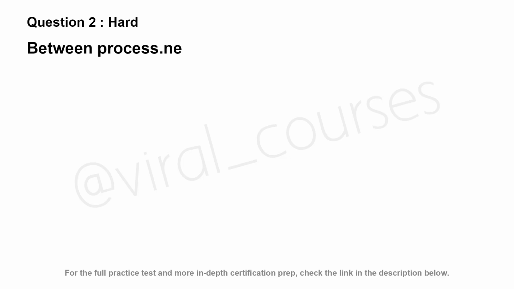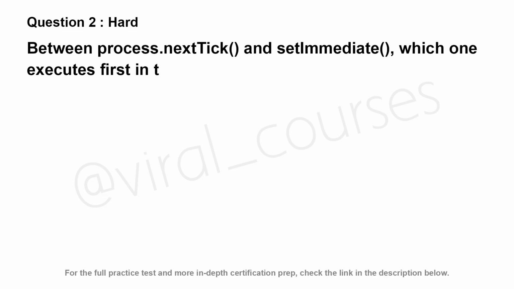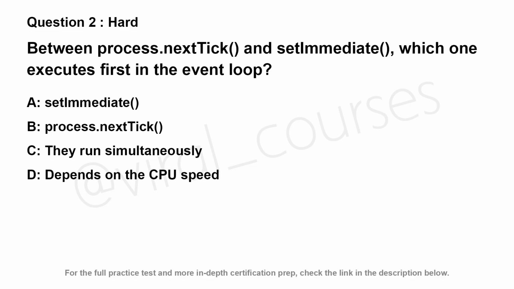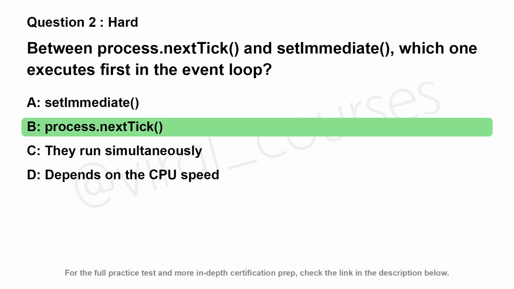Between process.nextTick and setImmediate, which one executes first in the event loop? Option A. setImmediate. Option B. process.nextTick. Option C. They run simultaneously. Option D. Depends on the CPU speed. The correct answer is B.